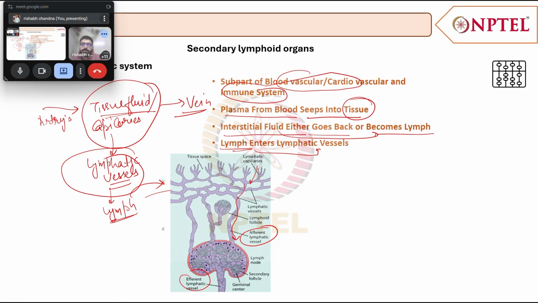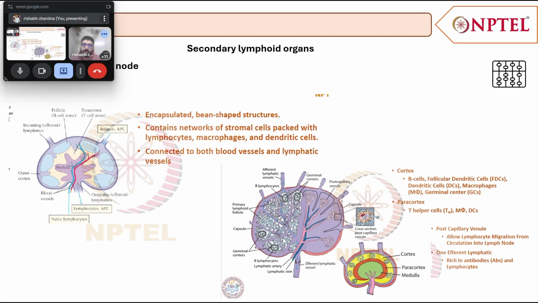Okay, so now let's move on to the major secondary lymphoid organ, that is the lymph node. A lymph node is basically an encapsulated, bean-shaped structure like this, as you can see. A capsule will be present in all the lymphoid organs, as we have seen in the thymus, then in the spleen, and here also in the lymph node. Then it has a network of stromal cells that are packed with lymphocytes, macrophages, and dendritic cells.